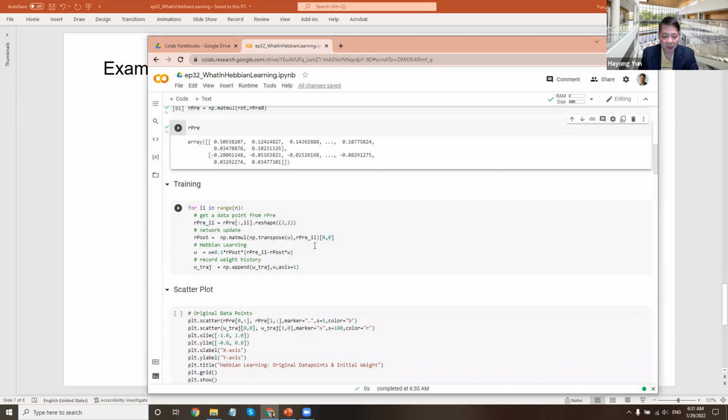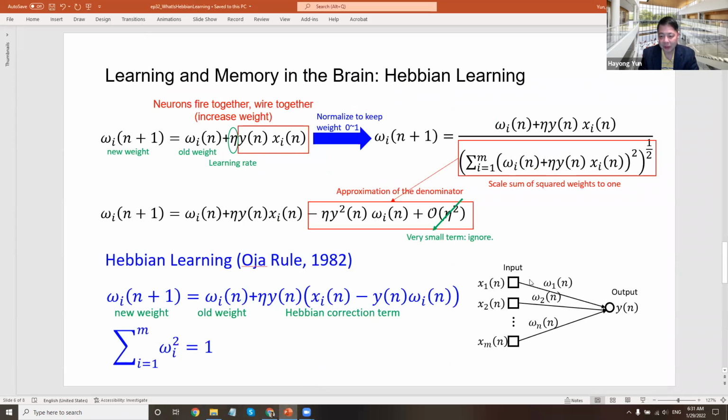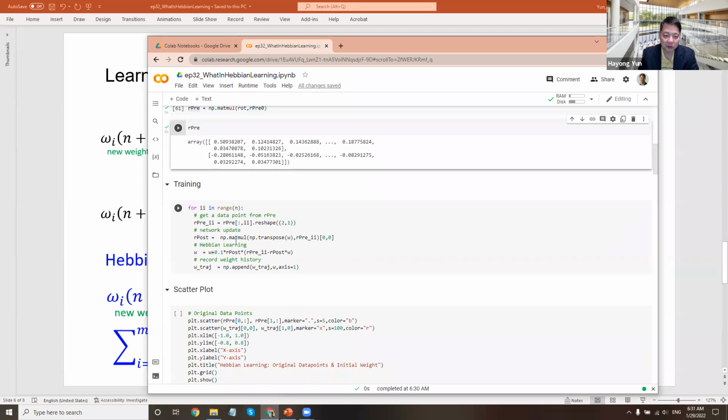Okay? And then I'm going to multiply that with the weight, so the synaptic weight, okay? And get the postsynaptic neuron. So meaning, the input times weight will be the output when we have only one neuron. So the output is the post.